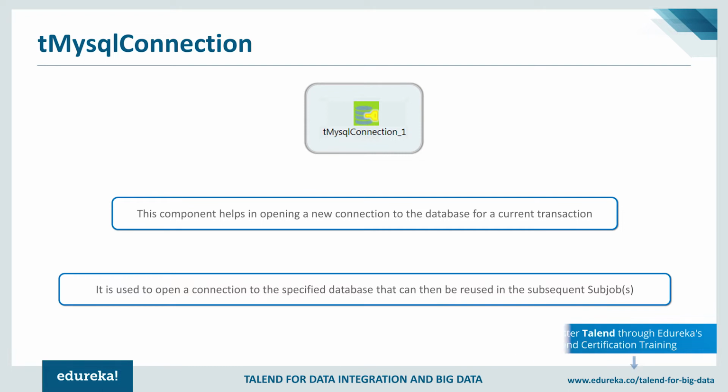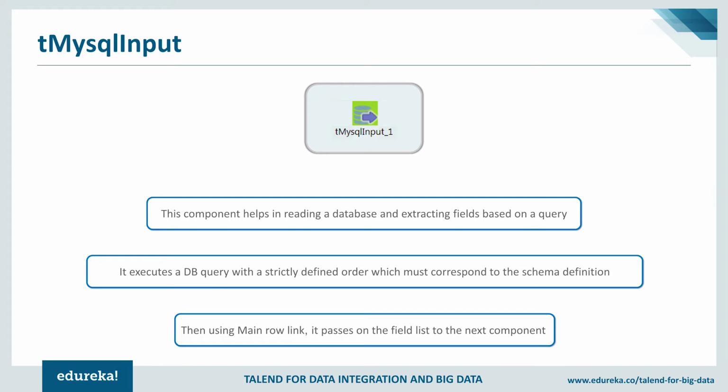It is used to open the connection which you have specified and it can be reused in the job. So if I'm using more than one input or output database component in my job, in each component I'll have to define the connection, right? Instead of that, I can create the connection component which will be reused for all my input and output database components. So let's see the next component.